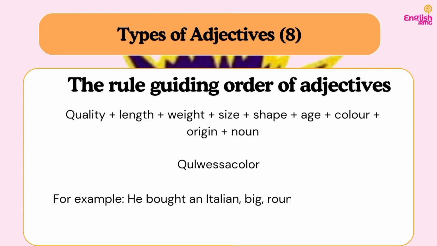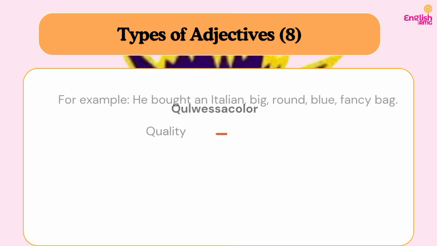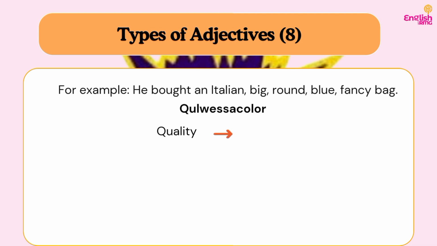So let's go back to our example, which is the sentence I said earlier. He bought an Italian big, round, blue, fancy bag. If we look at our rule, is this sentence correct in the order that we have arranged it, or do we need to adjust it? So the first thing is what? Quality. So what is the quality here?